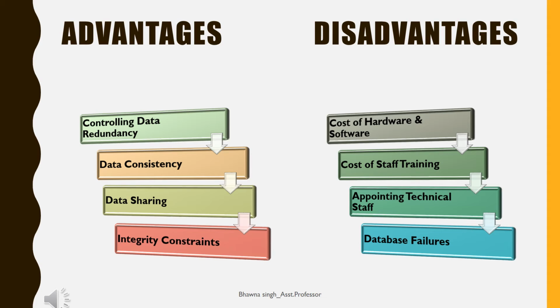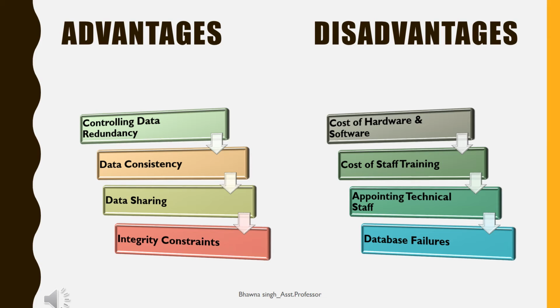Next one is integrity constraints. Integrity constraints means we are applying certain rules so that only the correct data can be entered into the database. For example, if we have applied a primary key constraint to a particular column, then the values of that column cannot be repeated or left blank. Or if we have applied a not null constraint, then that means a column cannot contain empty values.